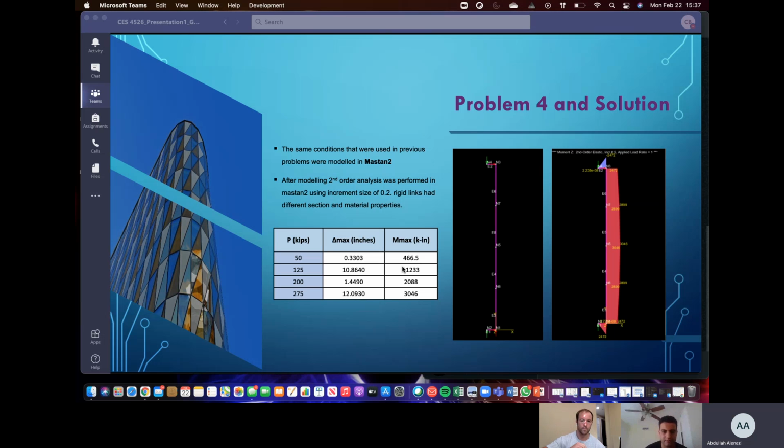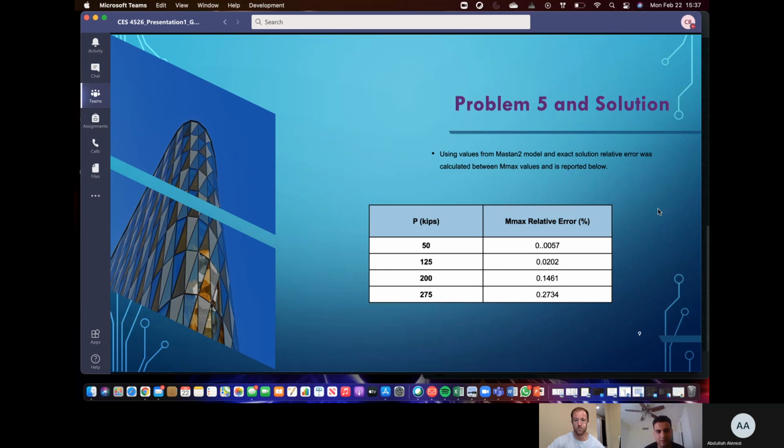Here it's seen that as loads are increased, both deflection and the moment are increasing, with the highest deflection for 275 kips. Next, please. The results show very accurate results with differences of less than 1%, which shows the quality of the modeling and the power of Mastan to compute results with much accuracy while consuming less resources and time.